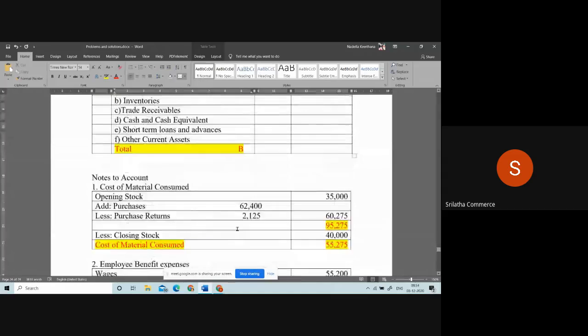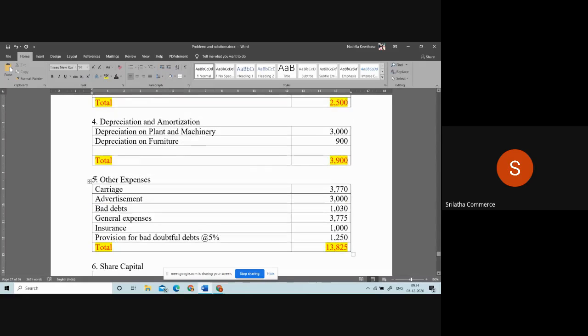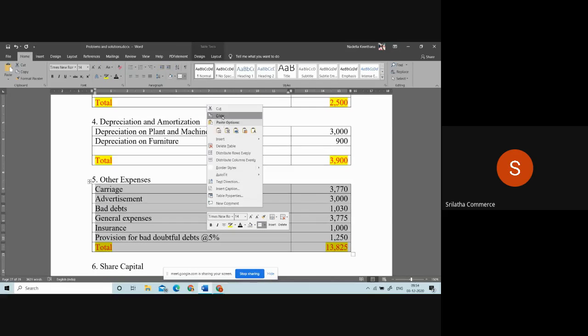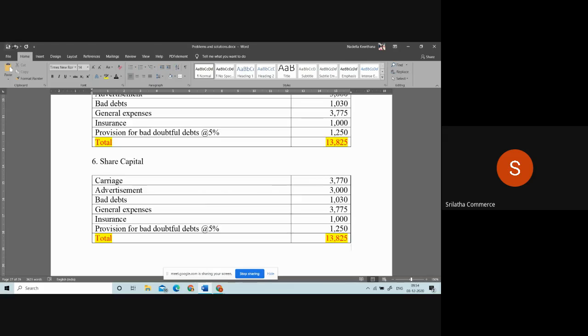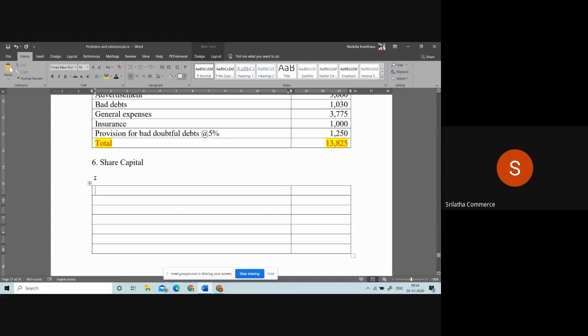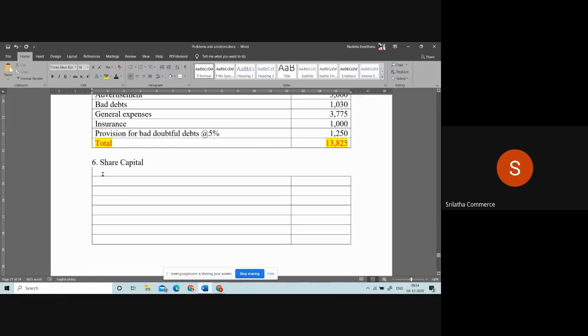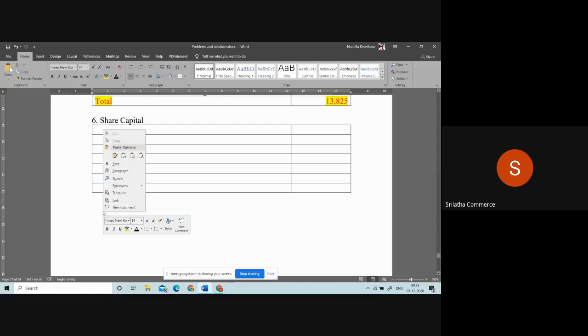So just tell me, after 5, 6. 6 is what? Share capital. Share capital, 6. Okay. Under that, we'll take this. Copy, paste. Why is it coming like this? Share capital. Then I'll take the same thing.